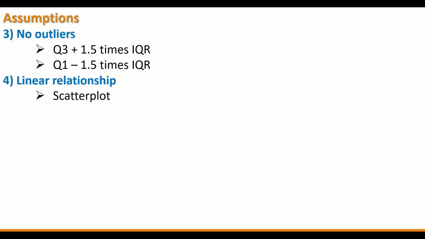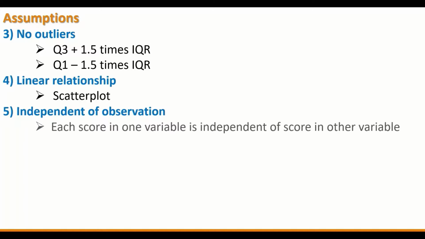The way to examine that is to use a scatter plot to draw one variable on the x-axis and the other on the y-axis, and then look for linearity in the relationship. Another assumption is to meet also the independence of observations. That means each score in one variable is independent of the score in another variable.